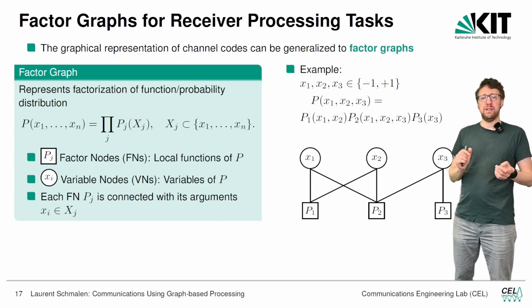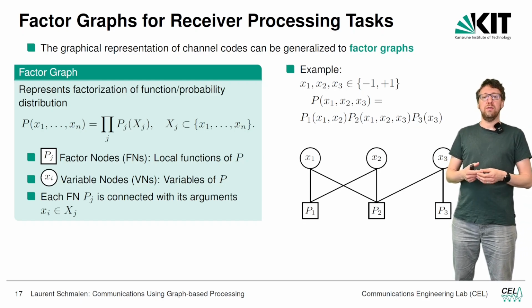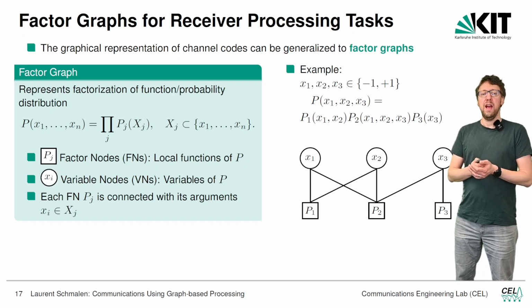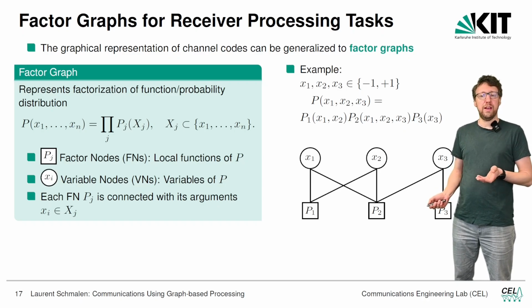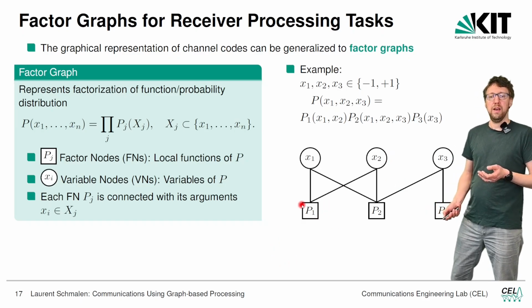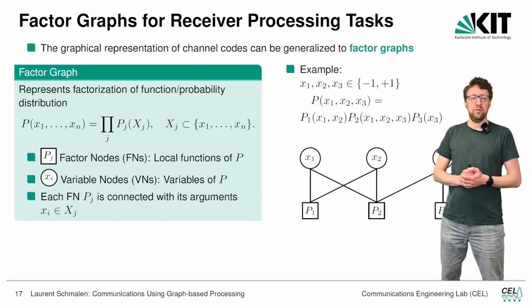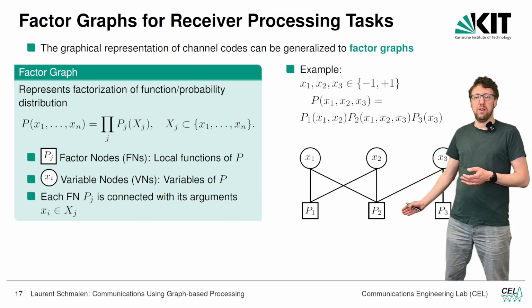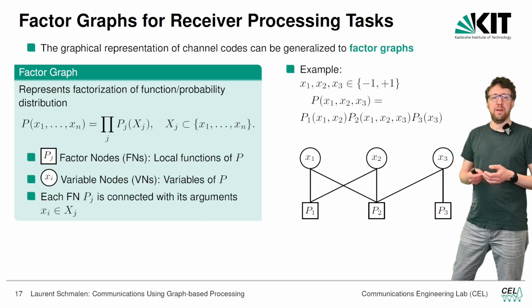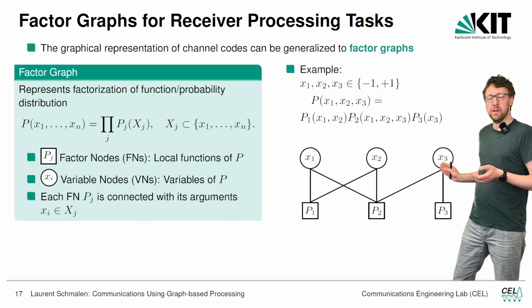Exactly the same circular nodes as before in the decoder, because there we essentially also used a factor graph. And we have these square nodes, the so-called factor nodes, and they represent each of those functions. So function p1 depends on x1 and x2, which is why we have connections to x1 and x2. p2 depends on x1, x2, and x3, so we have connections to x1, x2, and x3. And finally, p3 only depends on x3, so we have only a connection to x3.